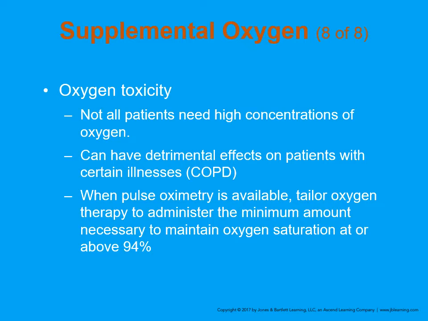Hypoxemia is much worse than oxygen toxicity. When in doubt, or if unable to measure oxygen saturation reliably, supplemental oxygen should be administered. When pulse oximetry is available, tailor oxygen therapy to the patient's needs and administer the minimum amount of oxygen necessary to maintain oxygen saturation at or above 94%.